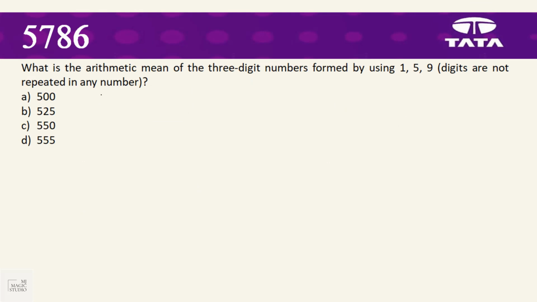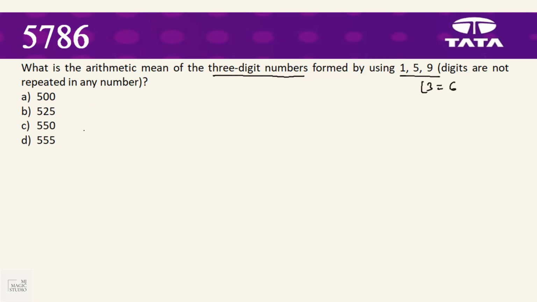I hope you are following the drill. Very good. Beautiful question. What is the arithmetic mean of 3-digit numbers that can be formed with digits 1, 5, 9? Digits are not repeated in any number. We know that there are 3 digits. 3-digit numbers with repetition not allowed we can form is factorial 3, that is 6.